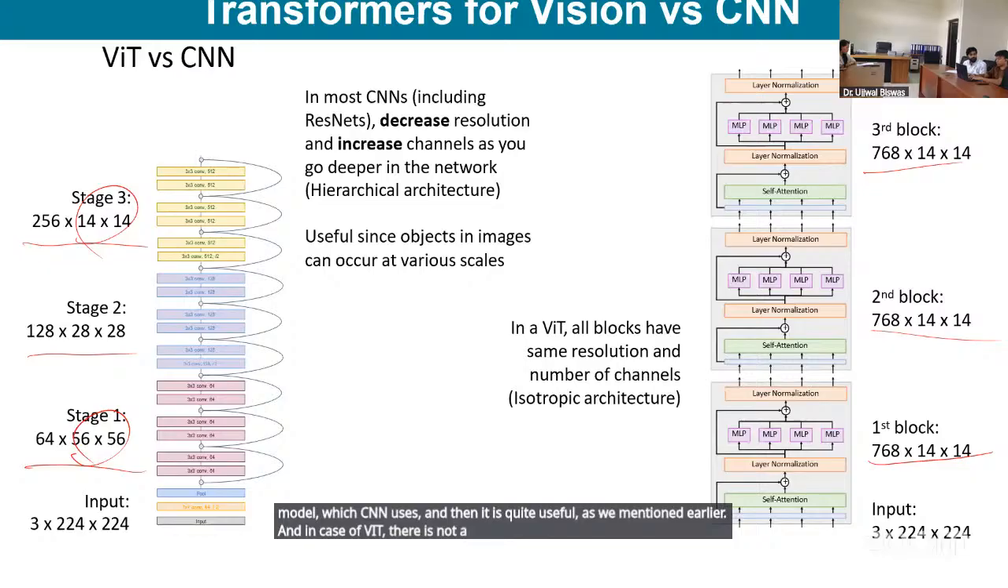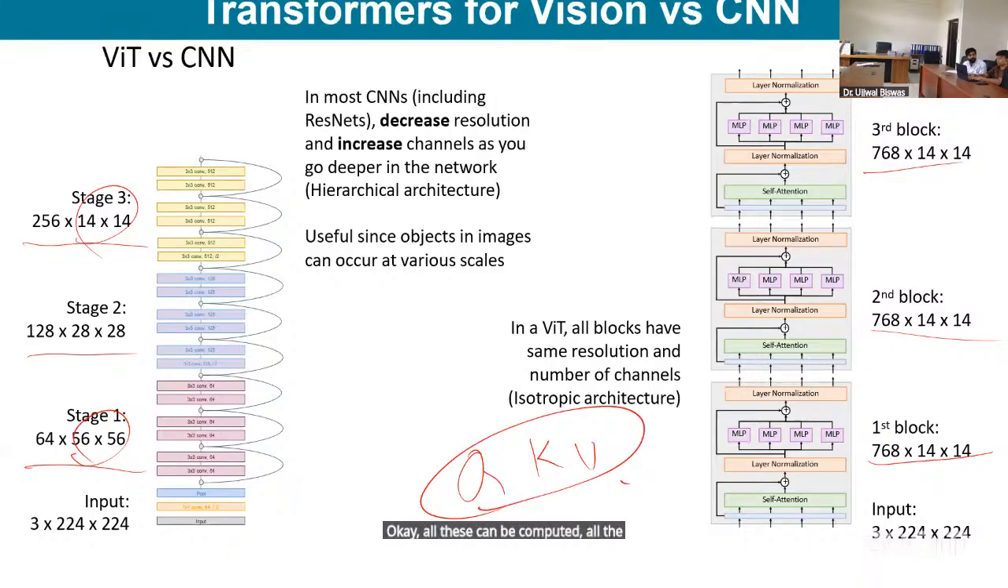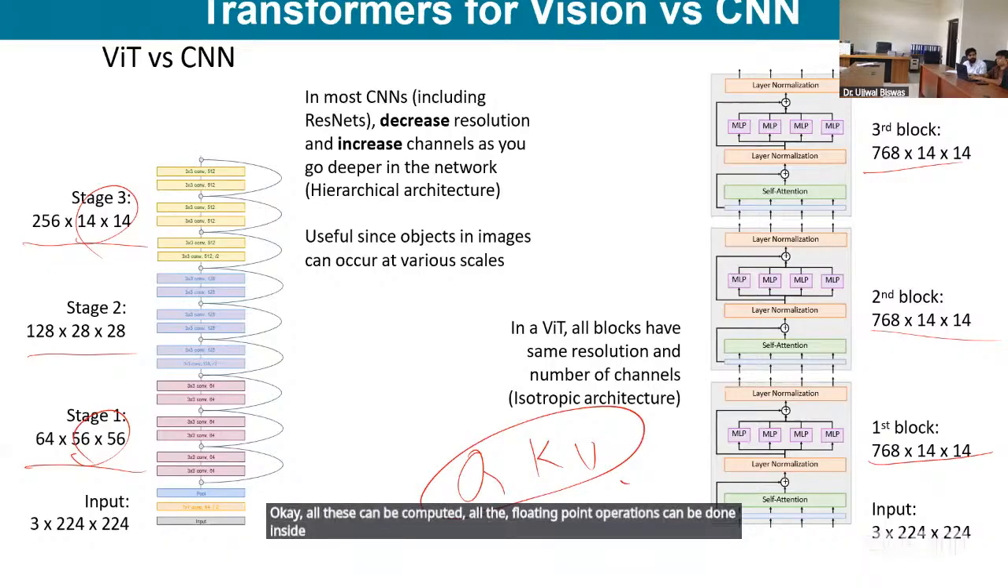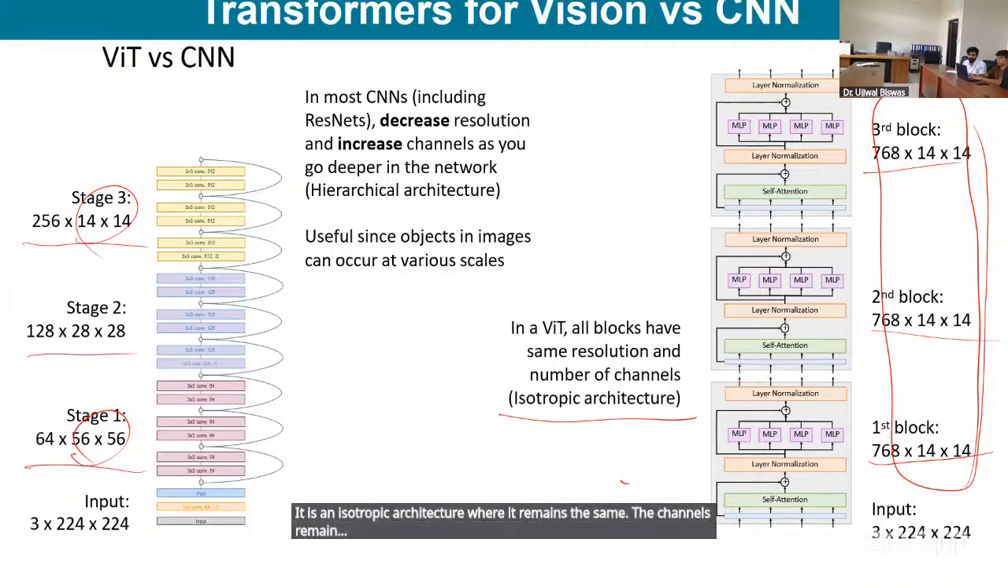Although it is quite efficient in terms of parallel computation, where the matrices for keys, queries and values can all be computed, and all the floating point operations can be done inside the GPU efficiently, it is an isotropic architecture where the channels remain the same and the pixels remain the same. So there is a problem if you want to increase the efficiency and the accuracy.